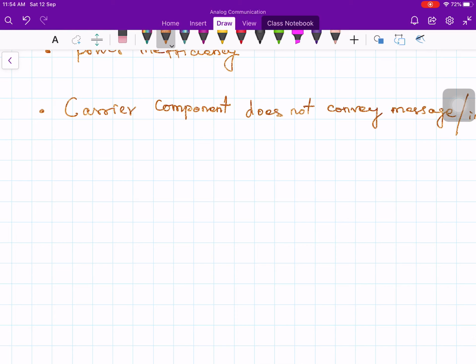Now you can ask a question, why are we still using it? Even though it doesn't convey any information, why do we need this? Because we would be able to recover or demodulate more easily at the receiver. We don't want the coherent carrier at the receiver. This is one way of looking at it.